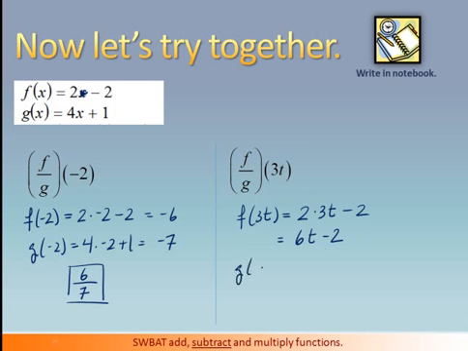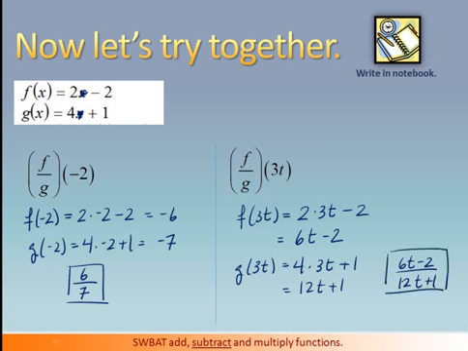Follow through with the same thing for g of 3t. Let's see, here's this x, so fire him. Instead, put in its place 3t. It's 4 times 3t plus 1. That gets me 12t plus 1. Take the quotient, so it'd be 6t minus 2 over 12t plus 1, and that becomes your answer. Be careful, do not cross cancel these. You cannot do that unless it's a product. Okay, let's try the next one.